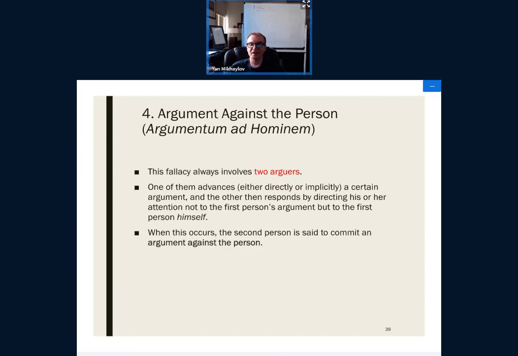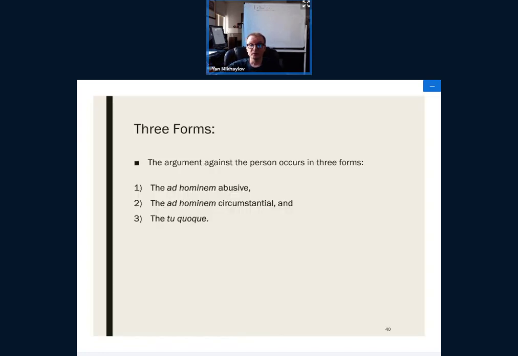Arguments against a person. This is an excellent type of fallacy, which is very popular, unfortunately, and you guys definitely should know that. Also known as ad hominem, which also means against the person. It typically involves two arguers. One of them advances a certain argument and the other responds by directing attention not to the argument itself, but to the person who is making the argument. That's why it's called against the person. There could be three varieties. You should know the differences between them. We'll go over the differences.